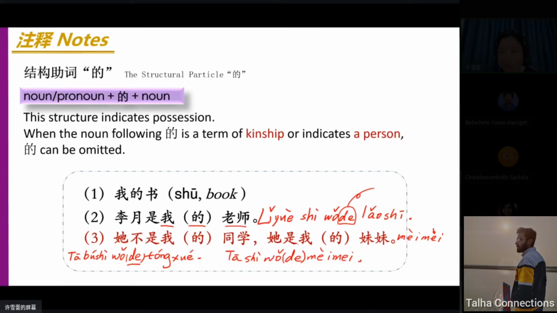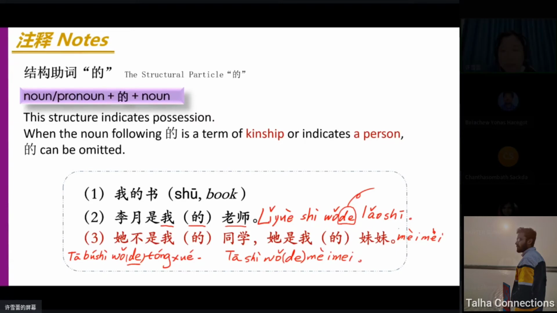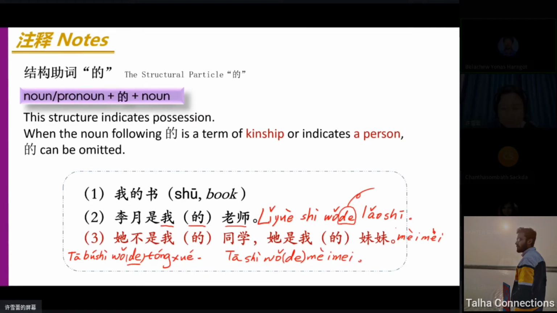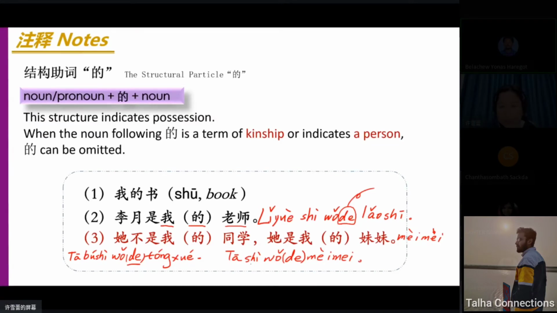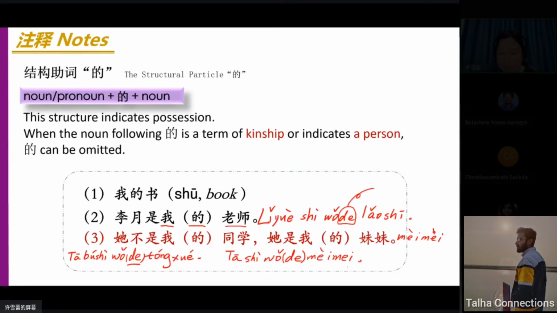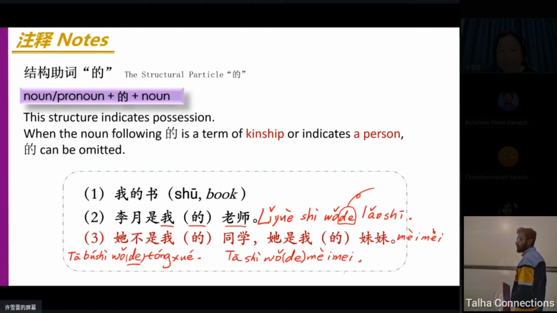李月是我, two versions. 李月是我的老师. 李月是我老师. Sentence 3. 她不是我的同学. 她是我的妹妹. Another version. 她不是我同学. 她是我妹妹.